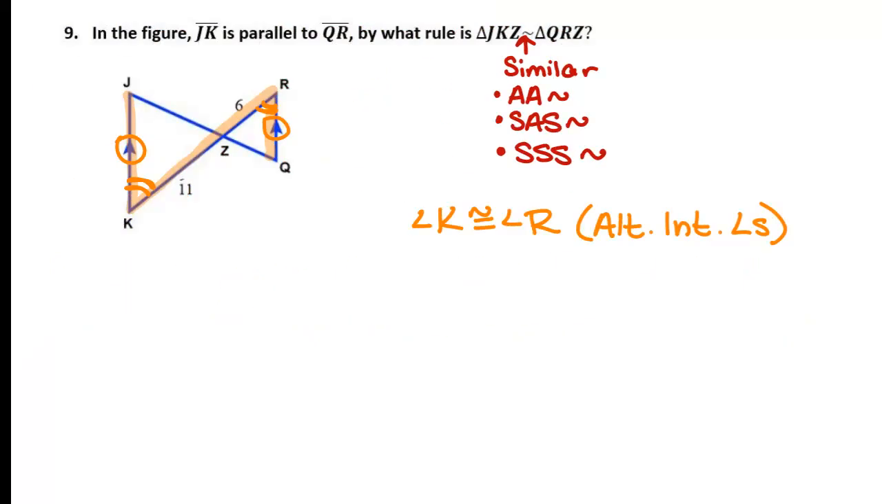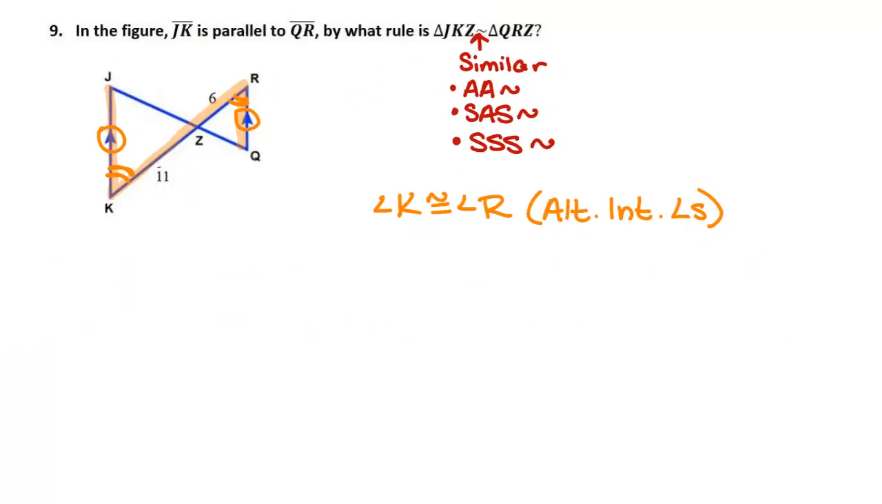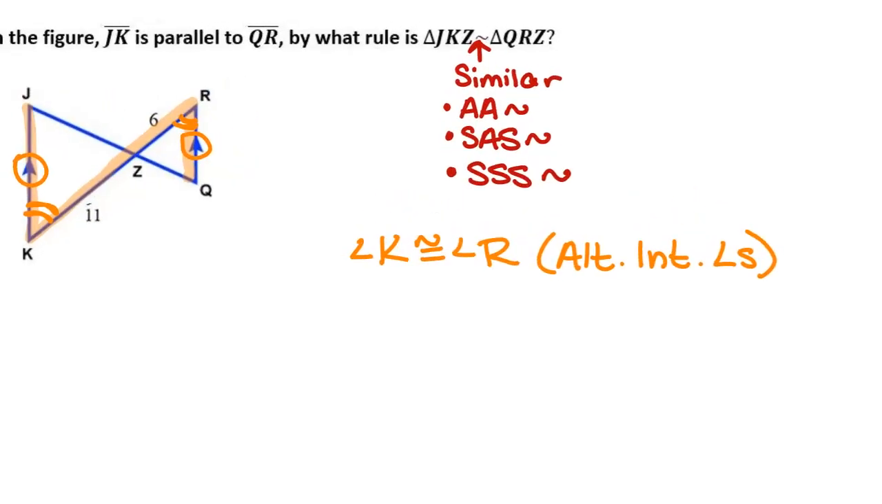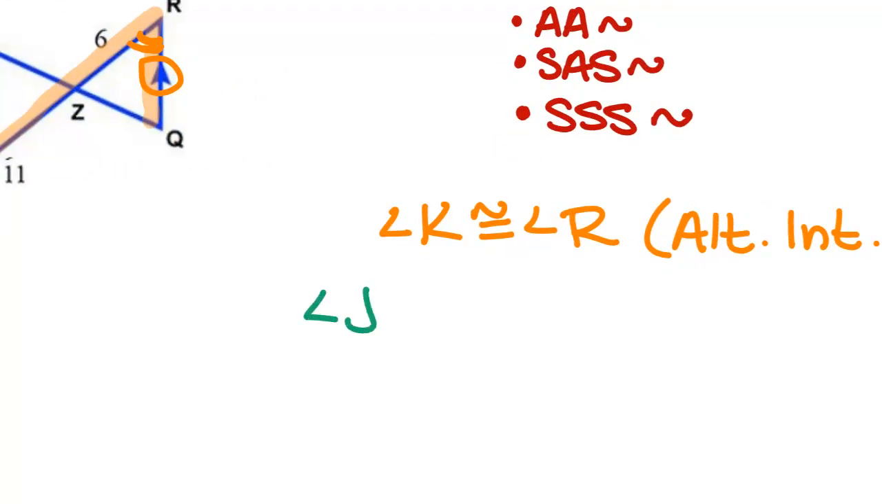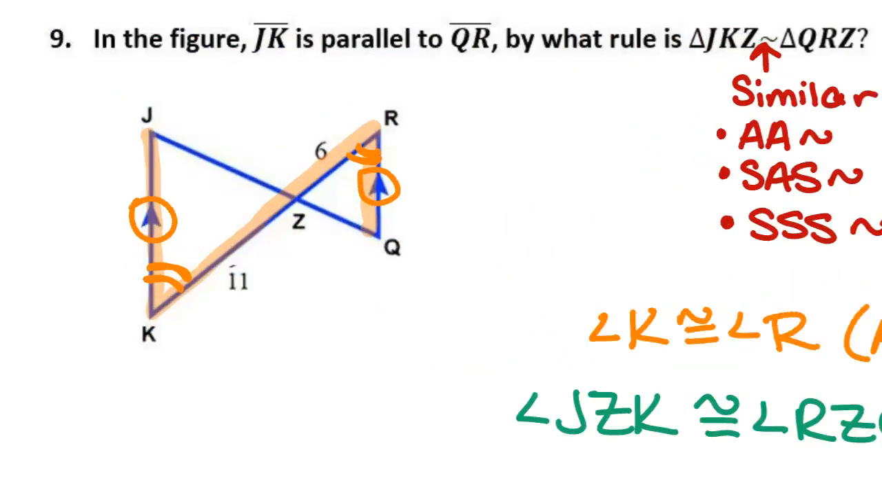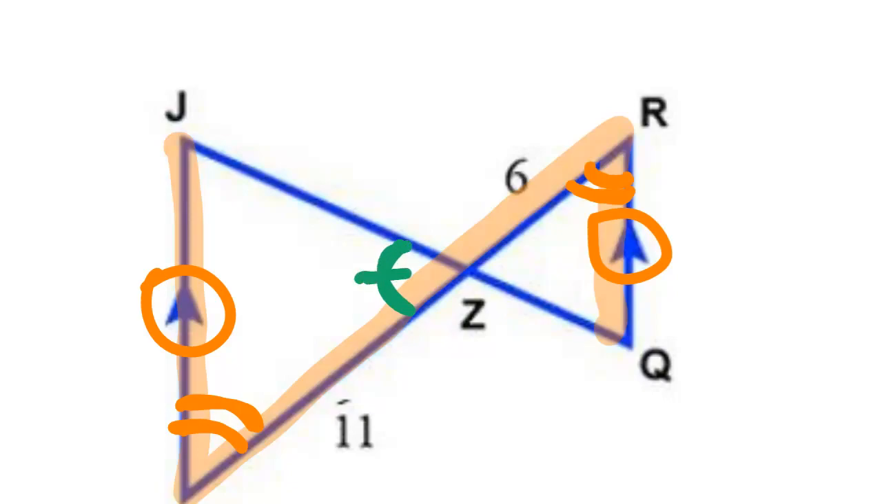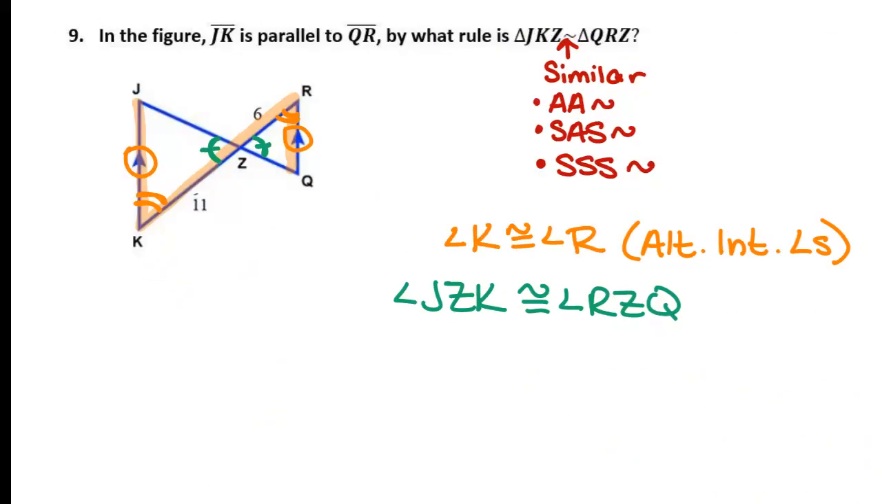There's another pair of angles up there that I could mark as congruent even if I did not know about the parallel lines. What is the pair of angles that I could mark as congruent? JZK and RZQ. Angle JZK is congruent to angle RZQ. Why? They're vertical angles, yes.